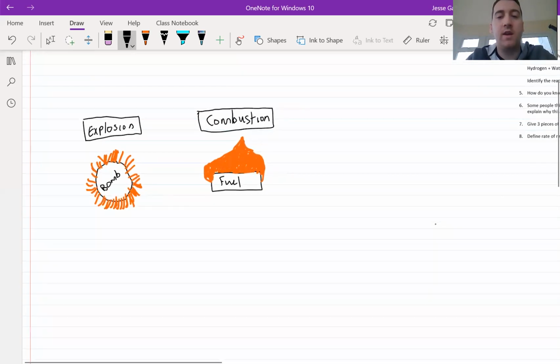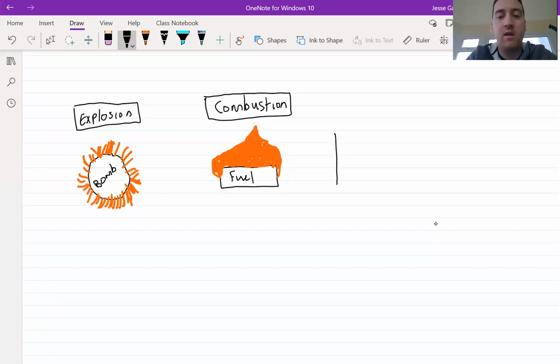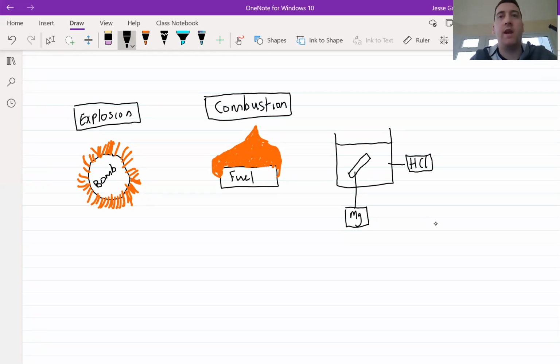A third example is, I want you to imagine that we have a beaker, and in my beaker, I've got some acid. This type of acid is called HCl, hydrogen and chlorine, or what we call hydrochloric acid. What we're going to do is take a little piece of magnesium metal and put the magnesium metal into the acid. So here is my magnesium metal. When I put it in, it's going to start a reaction, the same as the first two, but it's nowhere near as violent and quick.